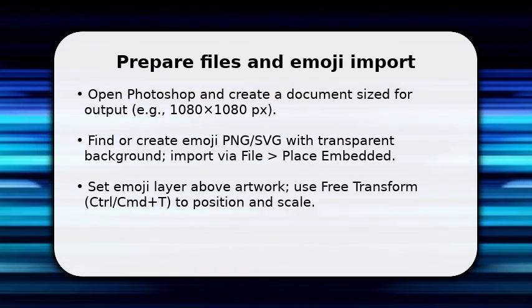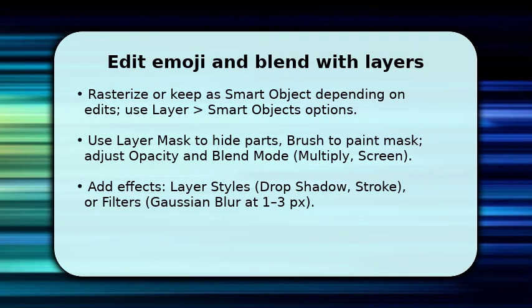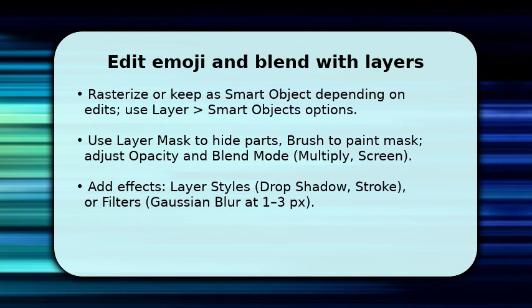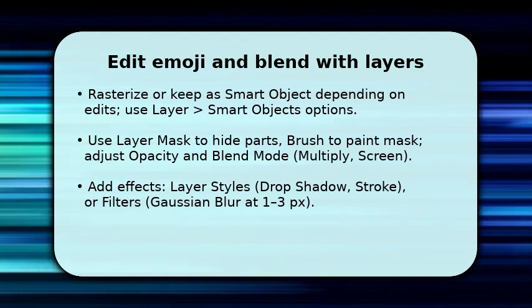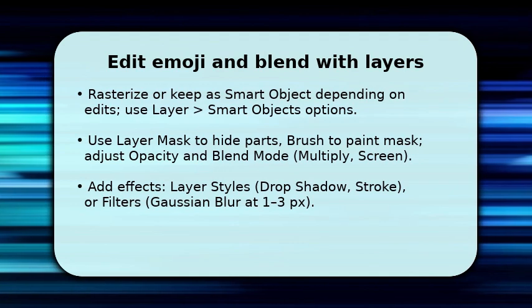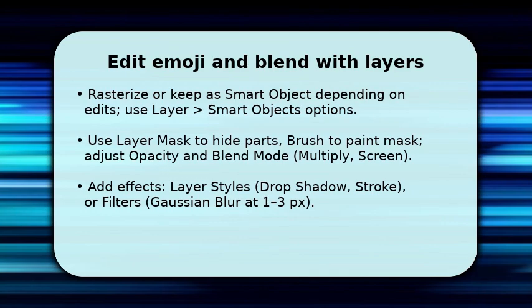Once the emoji is placed, decide whether to rasterize or keep it as a smart object. Smart objects preserve quality for scaling. You then refine integration. Add a layer mask and paint with black or white to hide or reveal parts, which gives non-destructive control. Make sure to adjust opacity and try blend modes like Multiply or Screen to match lighting. When done, apply layer styles such as drop shadow or stroke, and a subtle Gaussian blur if you need a softer edge. This helps the emoji.